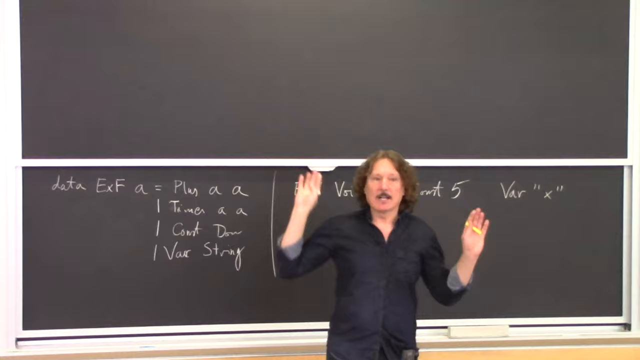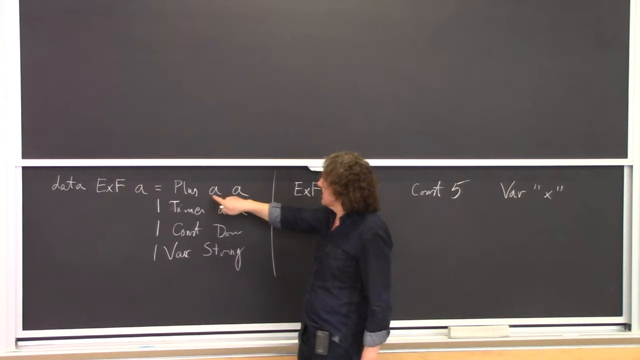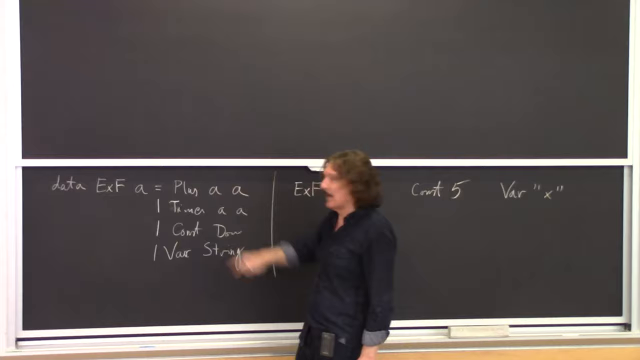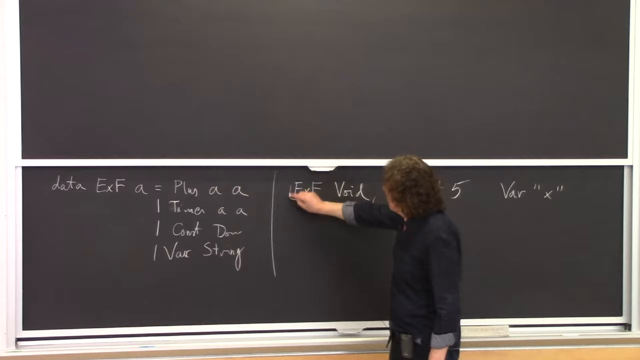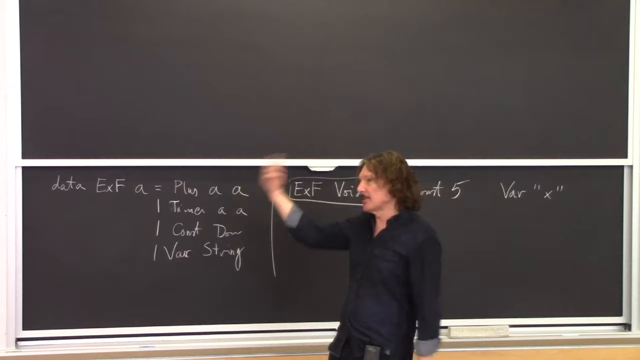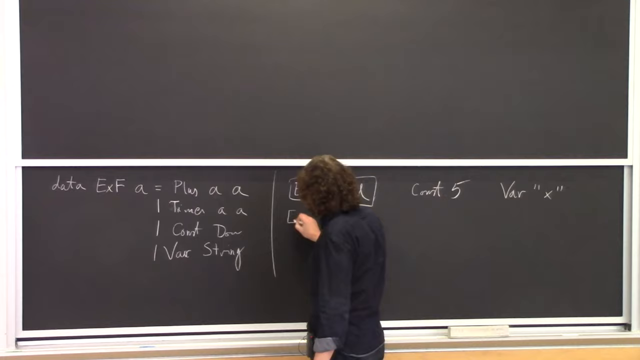But I'm stuck, right? Because I cannot construct plus, because I would have to provide two values of type void. Void has no values. It's empty. So I cannot construct plus or times. And I'm done. So at this level, ExF of void contains only terms that look like this, the leaf terms.